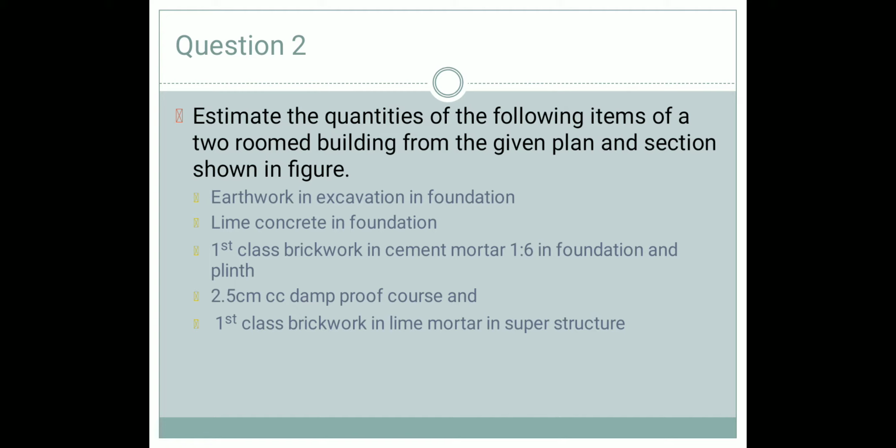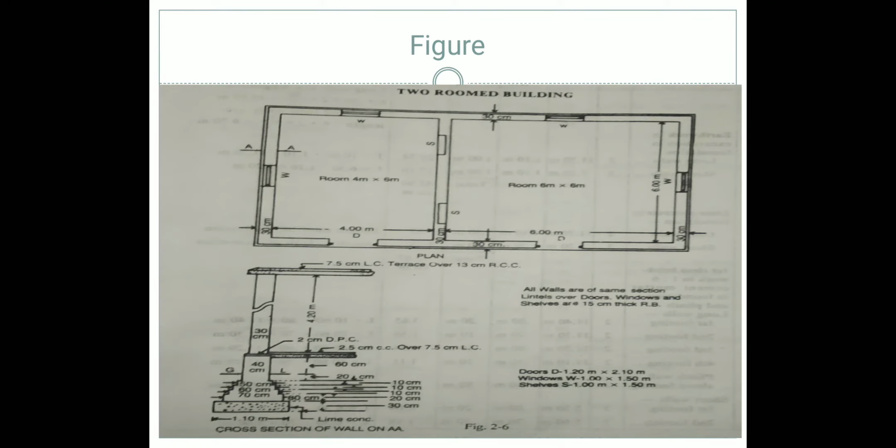Estimate the quantities of following items of a two-roomed building of a given plan and section shown in the figure. We are going to estimate the earthwork in excavation and foundation, lime concrete and foundation, first class brickwork with cement mortar 1:6 in foundation and plinth, 2.5 centimeter damp proof course, and first class brickwork in lime water in superstructure. The given figure is this. It is a two-roomed building. The room's position and thickness are given along with the cross section of the wall. The specification of doors, windows, lintels and shelves are given. With these things we are going to estimate the following items of work.